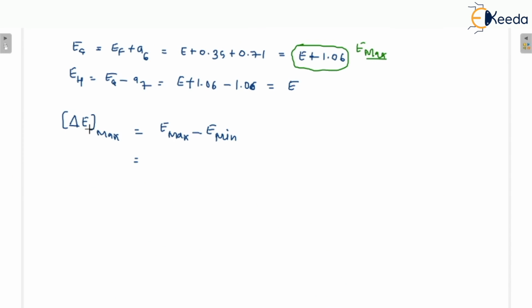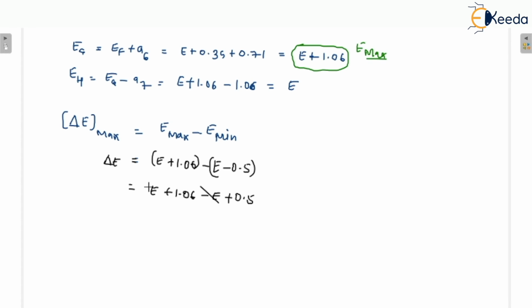Now you just have to put the values here. E maximum is nothing but, I'm writing here delta E. Delta E is equal to E maximum, that is E plus 1.06, minus E minimum. E minimum is E minus 0.5. You just have to put the values directly, and thus you can see this is actually E minus 0.5 in brackets. Okay, so use the bracket. So that is E plus 1.06 minus (E minus 0.5).